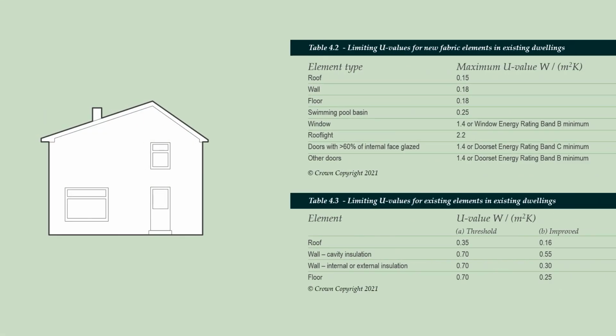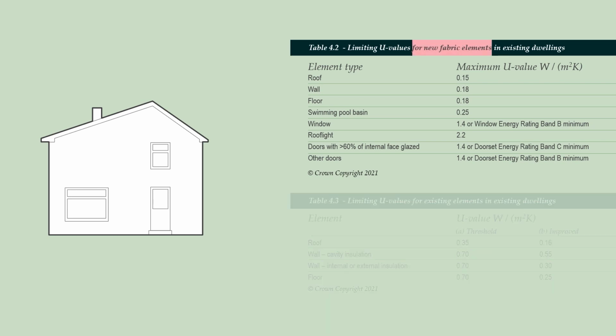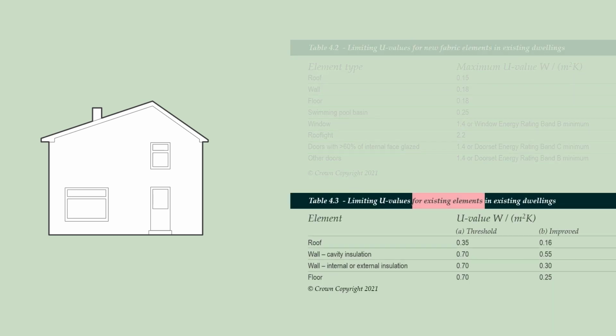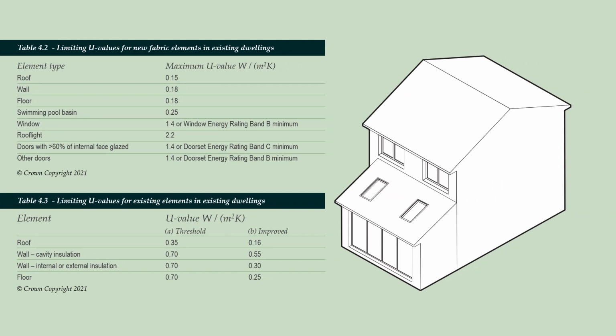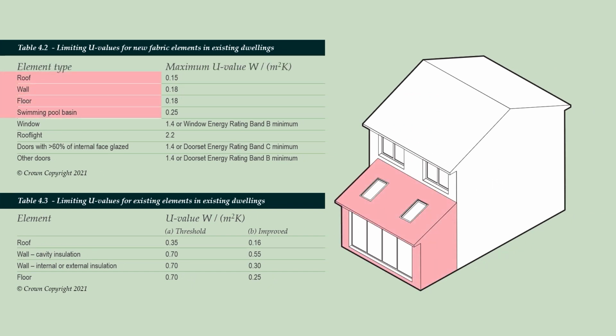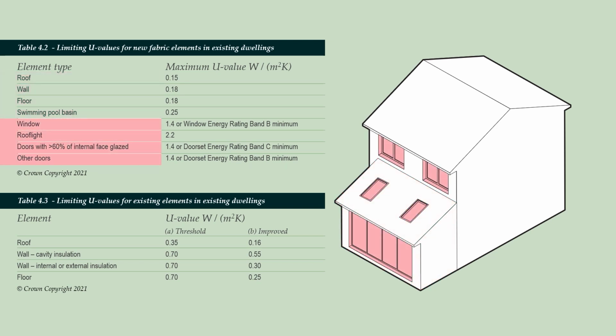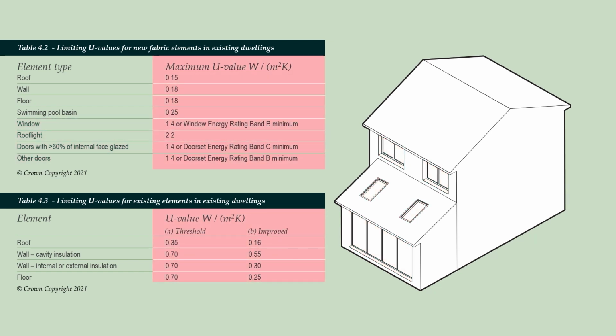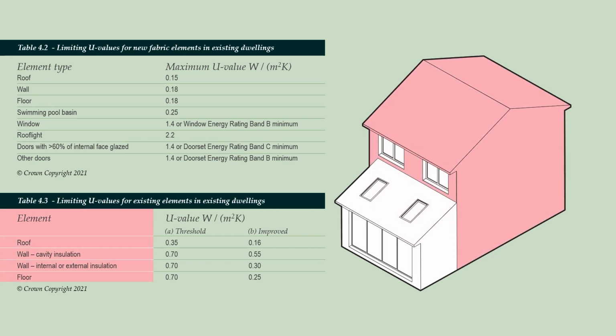Part L provides target U values for the building fabric. These apply to both new and renovated elements of dwellings. New elements include the roof, external walls, and floor of an extension. Replacement windows and doors in an existing structure are also new elements. The new elements have lower, more demanding U-value targets than renovated elements. Renovated elements include the roof, external walls, and floor of an existing structure.